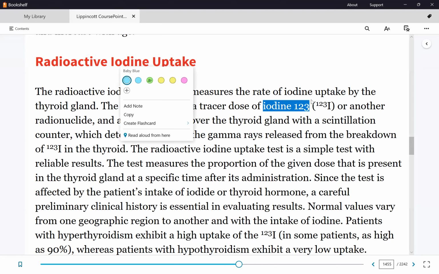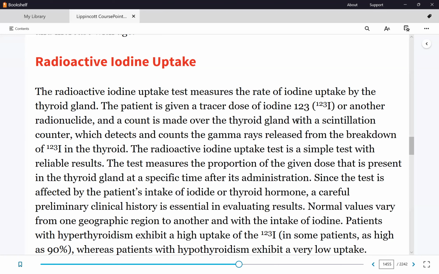So we can do this test without harming the rest of the body, and that's why we perform it. Okay, so it's exclusively going to give us information about the thyroid gland. Okay, so a very specific test.